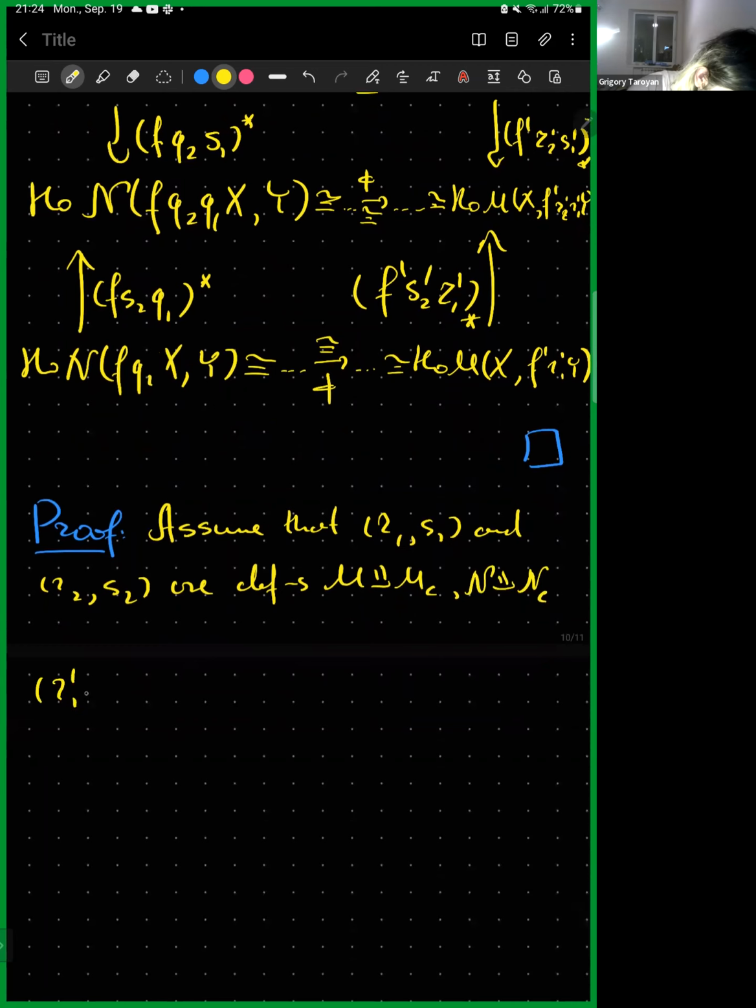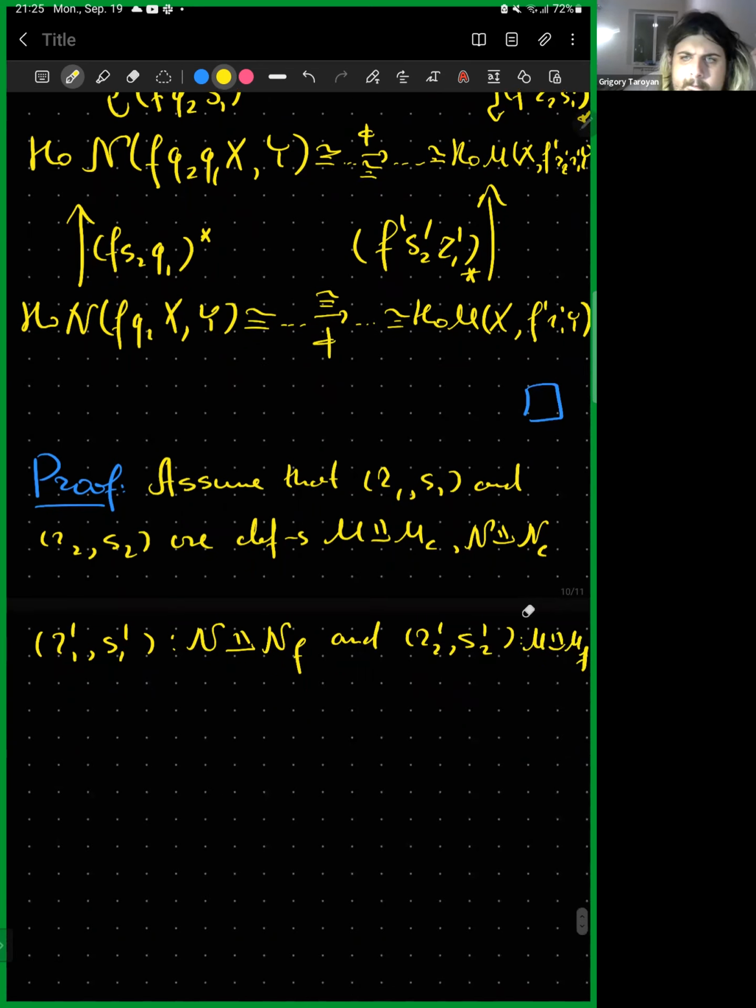And also dually we have R1 prime S1 prime, which is a deformation of M to NF, and R2 prime S2 prime, which is a deformation of M into MF. Sorry, P into PF.